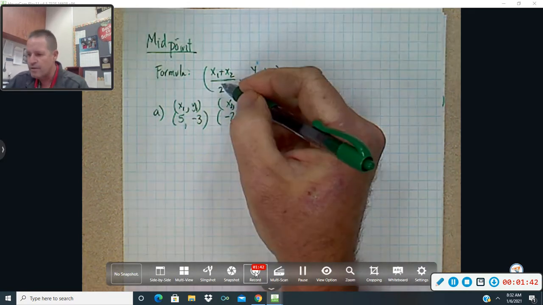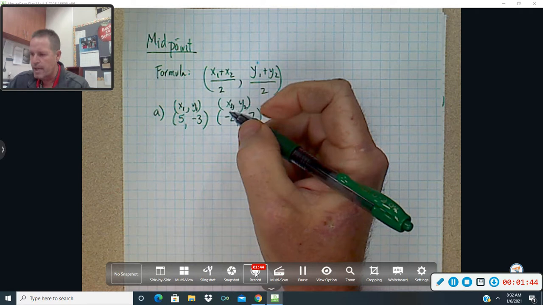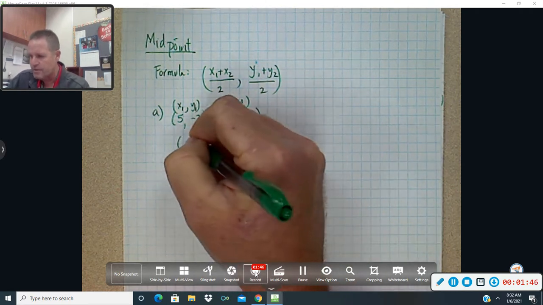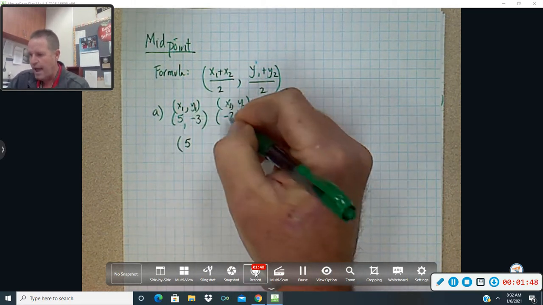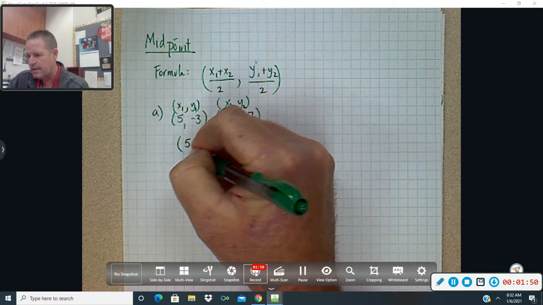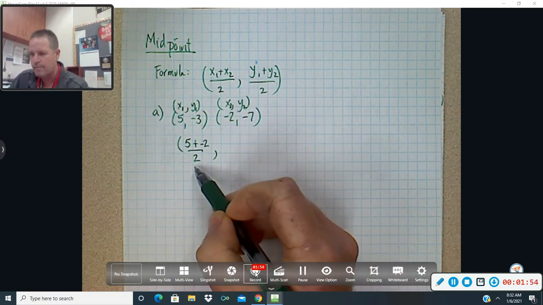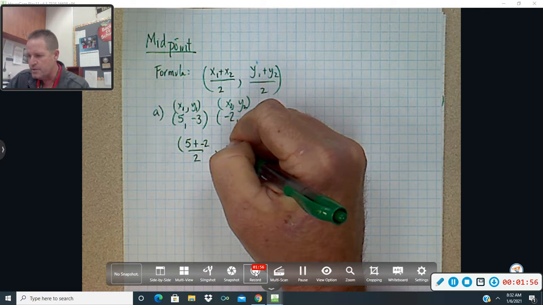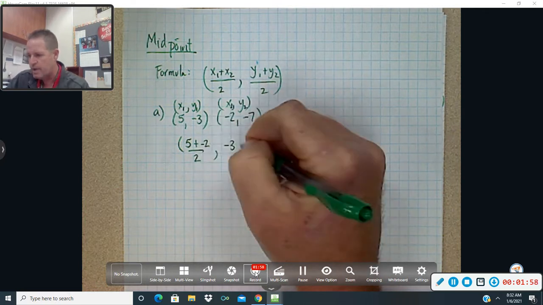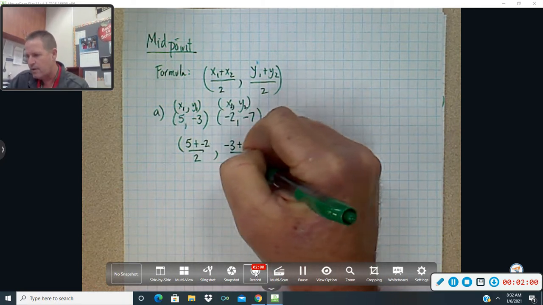So now I just need to follow the formula, which is to take the first x, 5, add to it the second x, negative 2, but divide those by 2. So I add the 2 x's, divide by 2. And now I'm going to do the same. I'm going to add the y's, negative 3 plus negative 7, divided by 2.